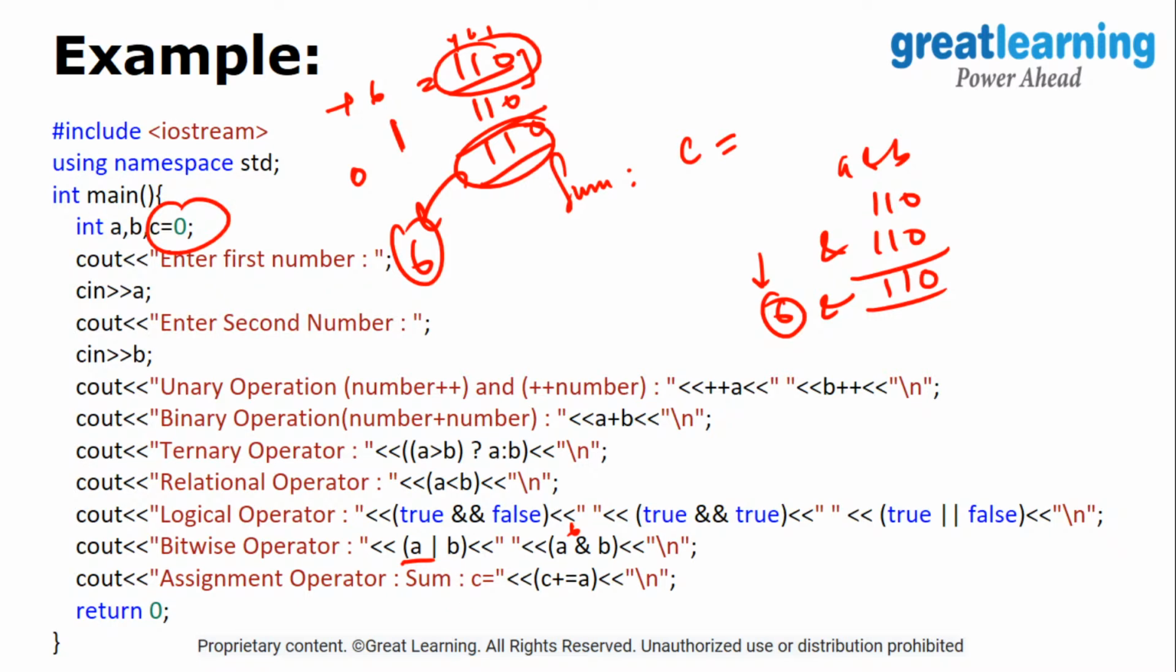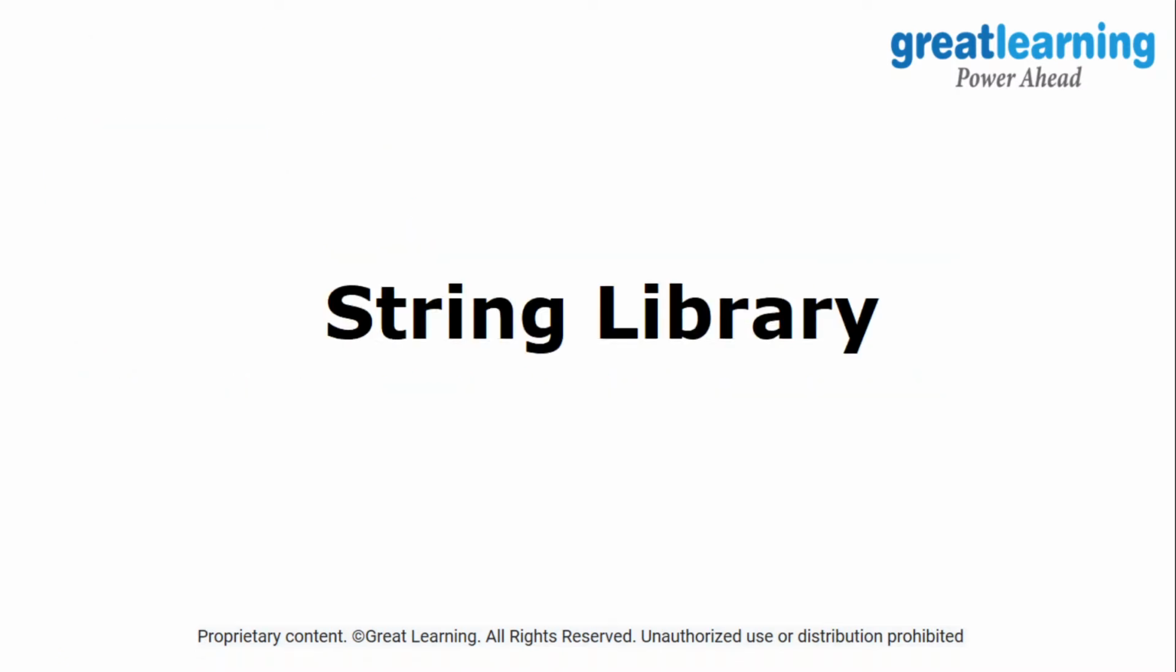Okay, so this time around what happens over here? C is 0, and since you are doing something equivalent to C equal to C plus A, which is nothing but 0 plus 6, which is nothing but 6. So you will get your output as 6. Okay, cool. So now let's move ahead.